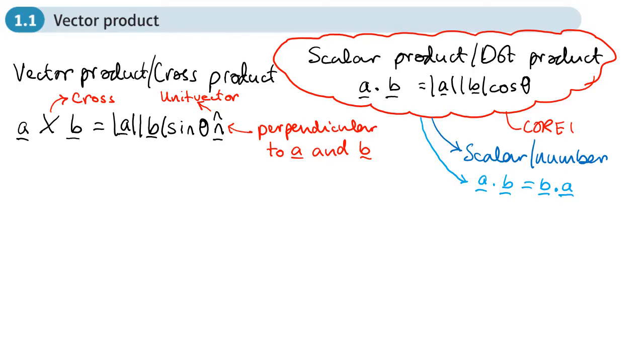Okay, so how does that compare to the vector or cross product? Well, the clue's in the name, in that with this we don't get a scalar, the answer's going to be a vector. And also it is not commutative. In other words, A cross B is not equal to B cross A. So there are some similarities and some differences. So why is it not commutative?